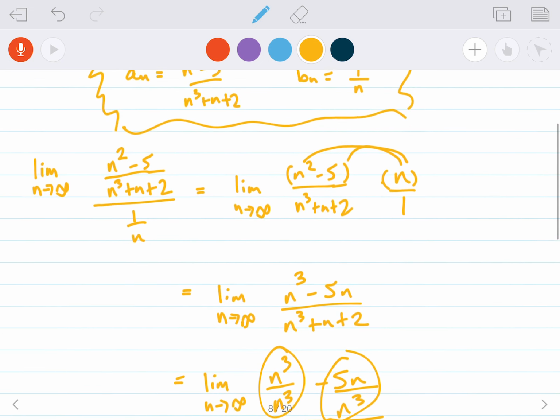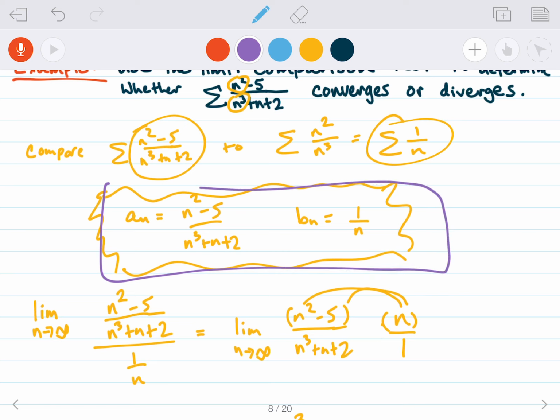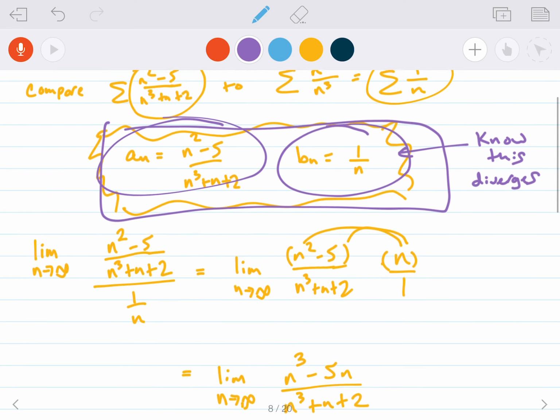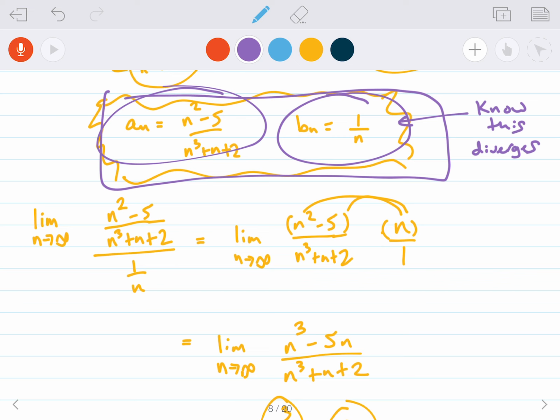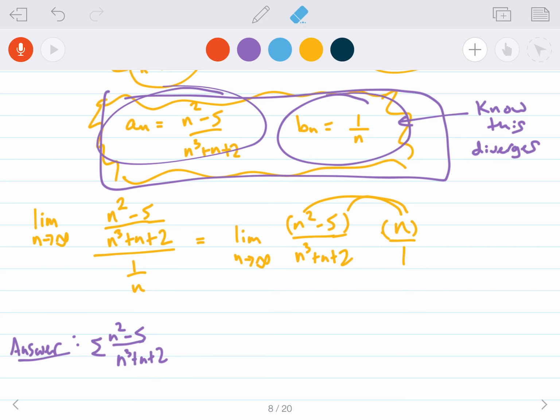Well, we were comparing these guys. Both of these either both converge or they both diverge. We know for sure that this diverges. This is the harmonic series. And since that's the case, and they both have to either converge or diverge, since one of them diverges, the other one has to diverge. Okay, so our answer here is that our infinite sum of n squared minus 5 over n to the 3 plus n plus 2 must diverge. That's our answer here.